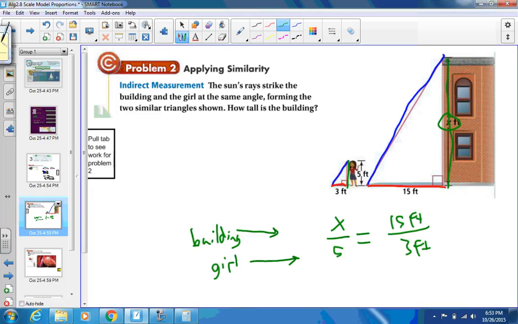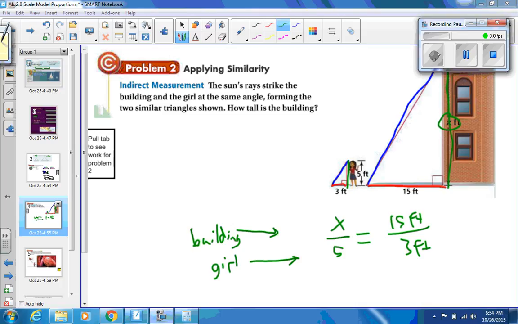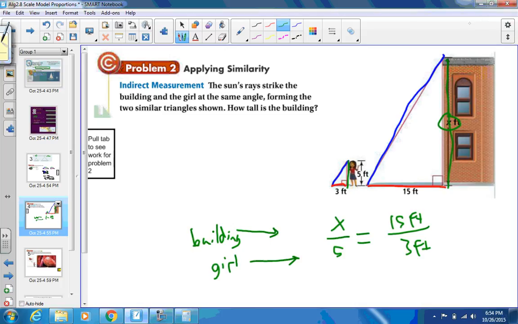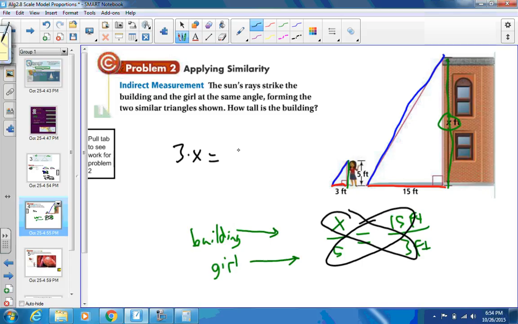All right, now we have a proportion that we can solve. So with that proportion, let's just solve it using cross products. So we have 3 times x, that's equal to the other diagonal product, which would be 15 times 5. 15 times 5 is 75. That's equal to 3x. Then we just got to solve for x. One step. Divide both sides by 3. That gets us x equal to 25.